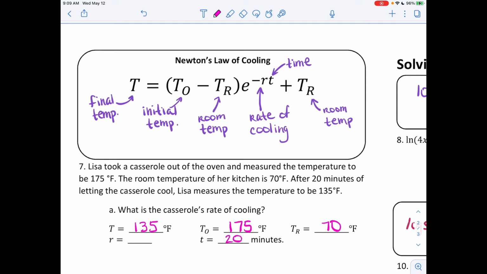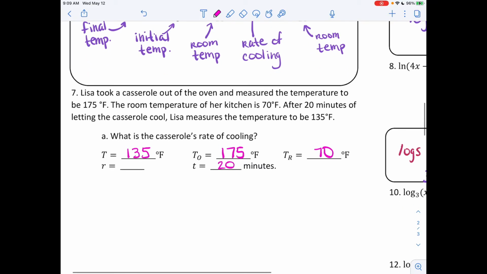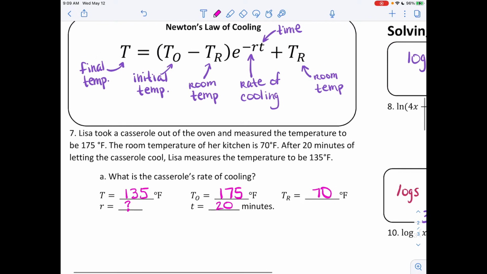We want to find, well, the only thing that's left blank. What is the casserole's rate of cooling? So this is a big question mark. That's what we want to find. So let's go ahead and plug into our equation with everything that we know so that we can solve for the one thing, R, that we don't know.